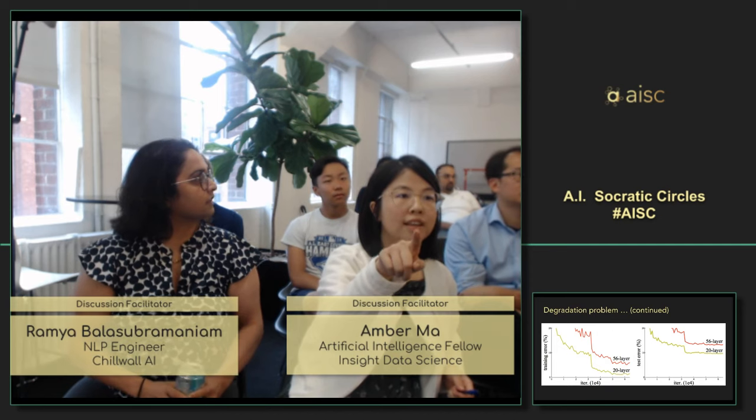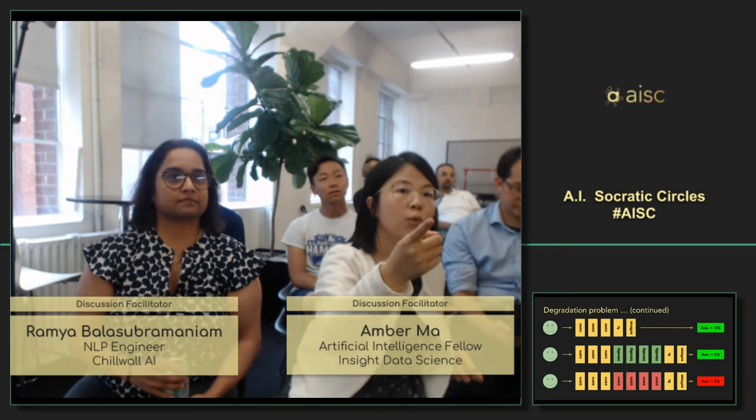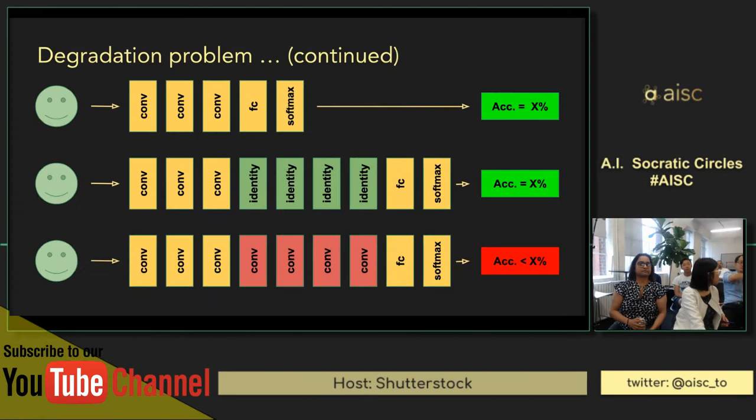Why? Zero is also specific. We can probably go back one slide. Are you asking a question about why this can't be identity? Yes, these two. Why can't I learn identity weights?